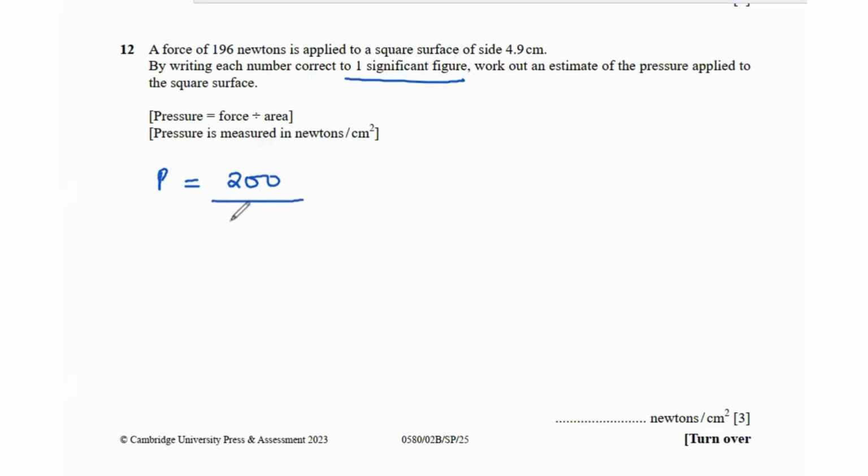4.9 becomes 5. So it's going to be 5 times 5. Why 5 times 5? Because it's divided by the area, not the length. So you will not do 200 over 5. It's going to be 200 over 5 times 5. So that's 200 over 25. And we know that 200 divided by 5 is 40, 25 divided by 5 is 5, and 40 divided by 5 is 8. So 8 newtons per centimeter squared is your pressure.